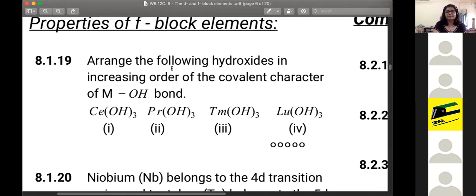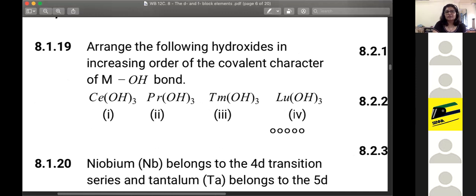Look at 19. Arrange the following hydroxides in the increasing order of covalent character of the MOH bond. For this you will need the order of the lanthanides. So all of these are lanthanides. So you've got cerium, promethium, I don't remember what Tm is, Lu is lutetium. So increasing order means from the lowest covalent character to whichever has the highest covalent character.